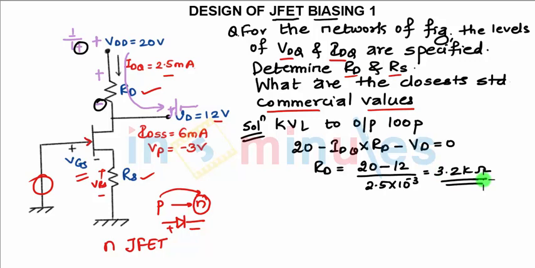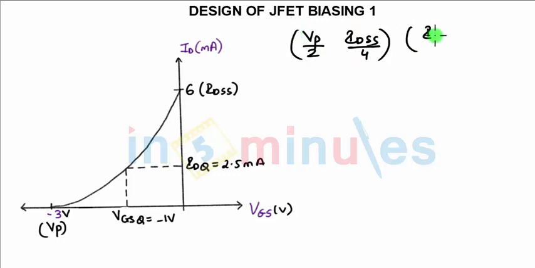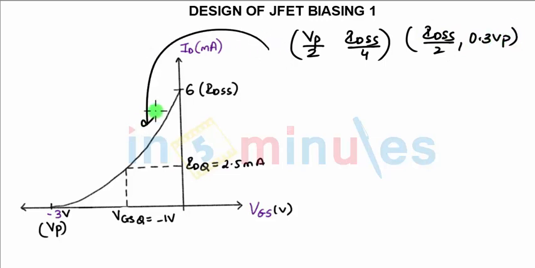Right? Now we can plot the transfer characteristics. IDSS is given as 6 milliampere, VP is given as minus 3. So you know how to plot the transfer characteristics. We take 2 points: for VP by 2, we get IDSS by 4, and for 0.3 times of VP, we get IDSS by 2. That will help us to plot the transfer characteristics.